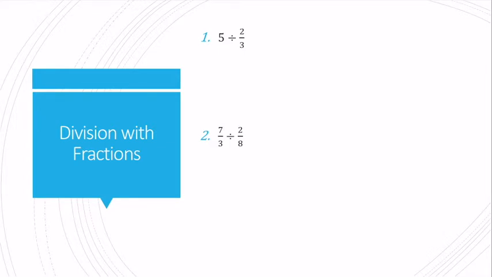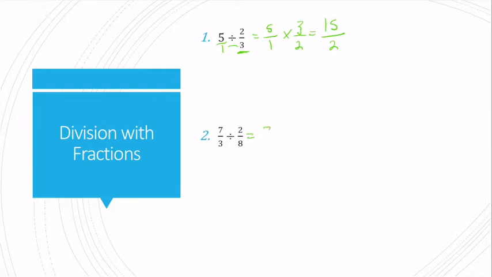So let's go through a few more examples. So I have 5 divided by 2/3. So let's go ahead and write 5 as a fraction because that makes me happy. We keep the first fraction the same. We change from division to multiplication, and we flip the second fraction. That's a 3. So I have 5 times 3, which is 15, over 1 times 2, which is 2.